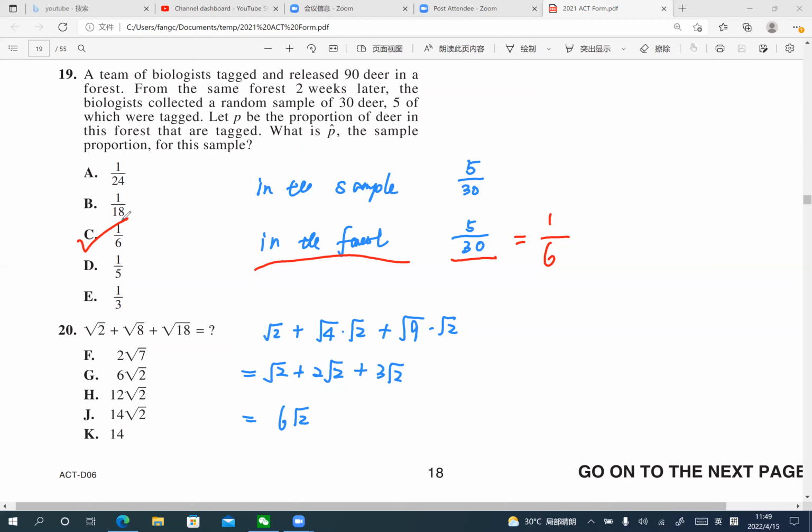Question 20. The square root of 2 plus the square root of 8 plus the square root of 18. The square root of 8 equals the square root of 4 times the square root of 2. The square root of 18 equals the square root of 9 times the square root of 2. The square root of 4 equals 2, and the square root of 9 equals 3. So the expression is equal to the square root of 2 plus 2 square root of 2 plus 3 square root of 2, which equals 6 square root of 2. So we should choose option G.